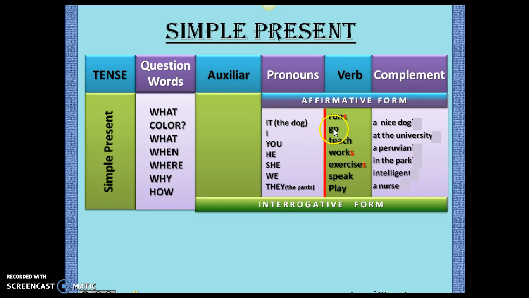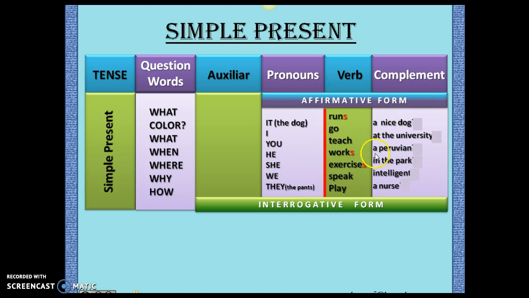Okay? I say, I go in the morning, I go to work, you teach at the university, or we say, we speak Spanish, we speak English, okay? They play in the park, etc. So that is the affirmative form.